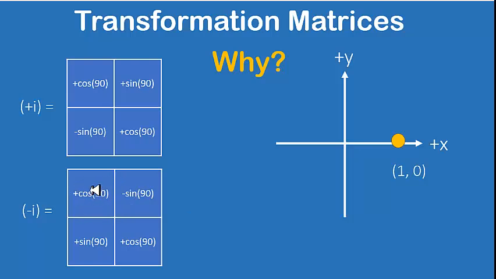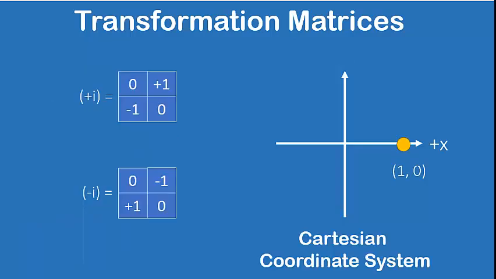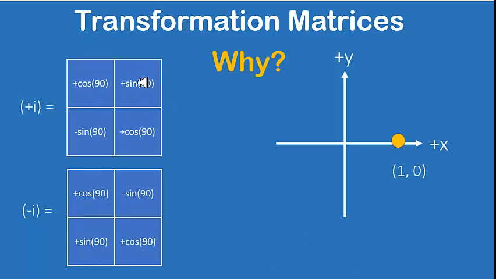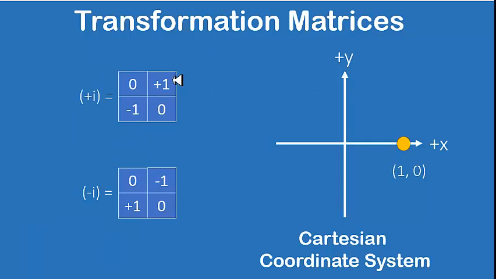We're saying, what is the cos of 90? The cosine of 90 is 1. Sorry, the cosine of 90 is 0. That's why there's zeros here. And the sine of 90 is 1. Okay, and that is why there are 1s here.